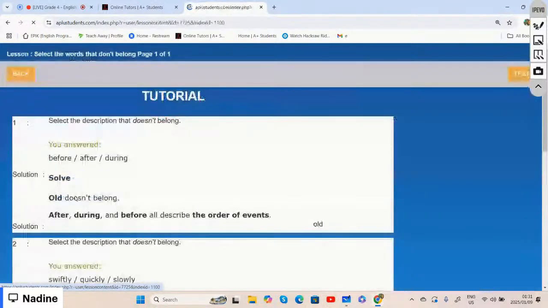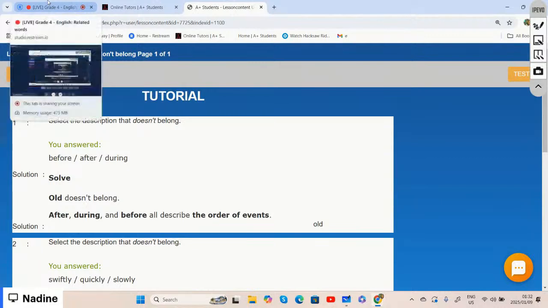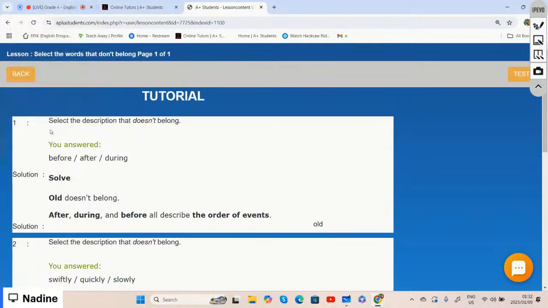Words that don't belong. And it says, so we're going to get a few words, right? And then you're going to have to identify the word that does not belong in that specific group of words. It's not one of the synonyms. It's not one of the words that is related to one another. So it says select the description that doesn't belong.